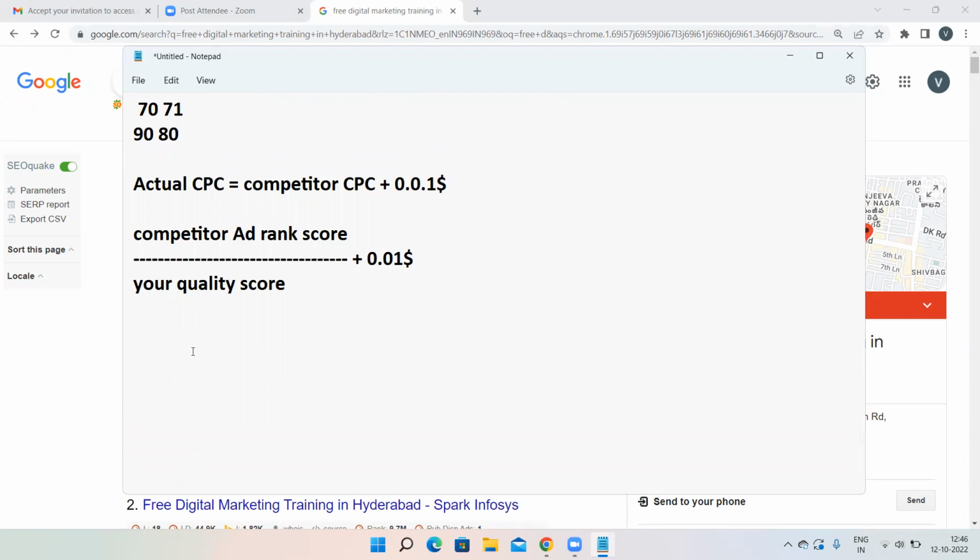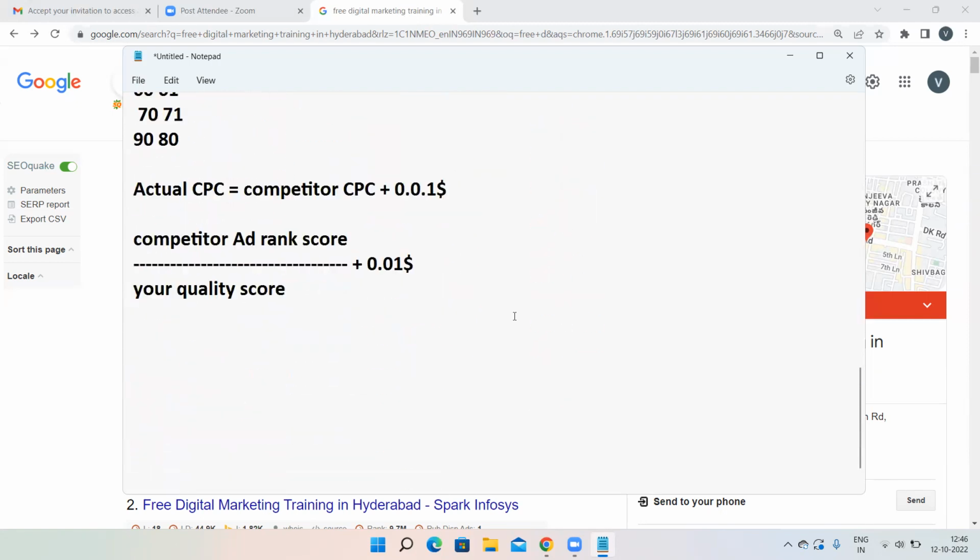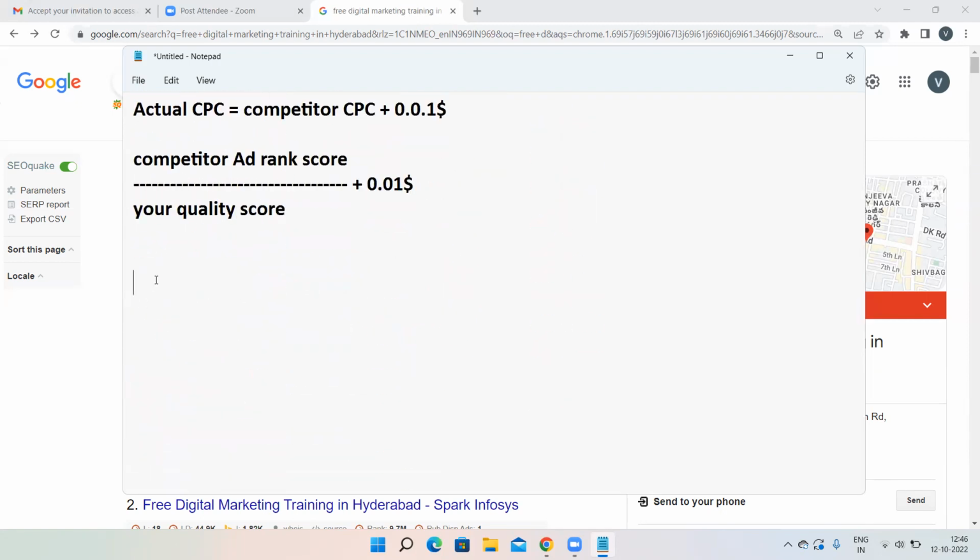Is it confusing? In the place of ad rank score, I can also write it as CPC into quality score, right? Both are the same. CPC into quality score is also ad rank score itself. So why should I write it as ad rank score? I will write it as CPC into quality score. What's the problem? So I will be writing it as CPC into quality score by your quality score, right? So again, by quality score plus $0.01. Now quality score gets cancelled. What will be left over? CPC plus $0.01.